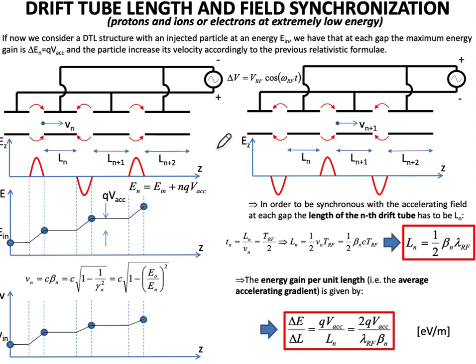They are arranged as coaxial cylindrical drift tubes here, and the energy gained is, if you keep n drift tubes, n times q times the acceleration voltage. So here we are applying the potential difference ΔV between the gaps, V_RF cos ωt.